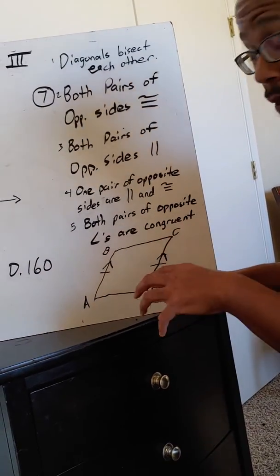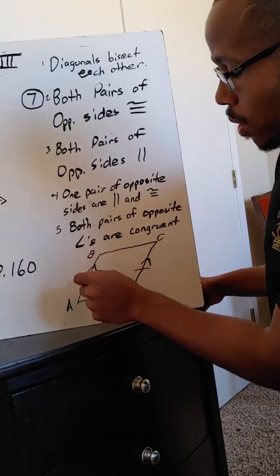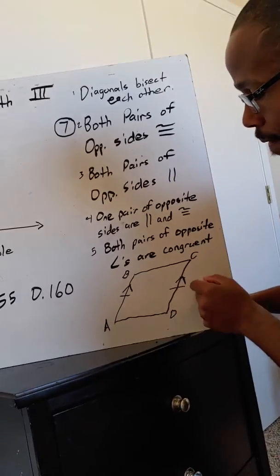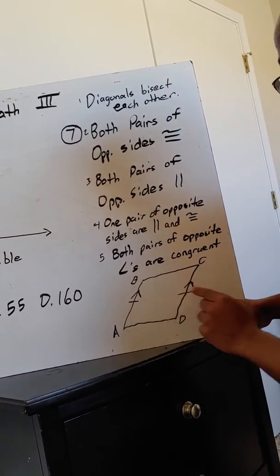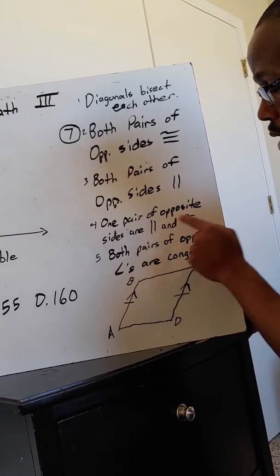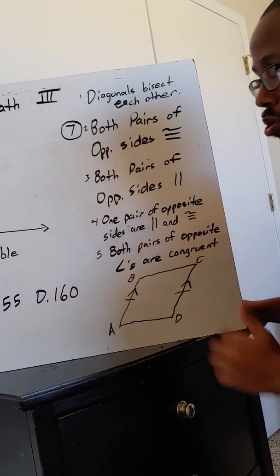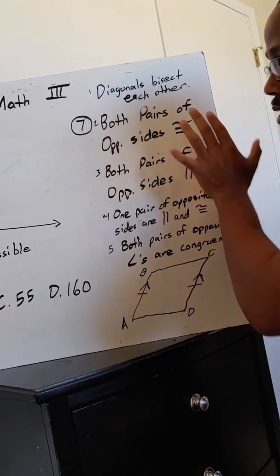If you look at the picture in number 7, it looks like this. And then they tell you that AB is parallel to CD. And then they also tell you that AB is congruent to CD. So once you mark the grid, you'll notice that you have one set of opposite sides that are both parallel and congruent, meeting the description for number 4. Of course, these are not in the same order in every set of notes, but these are your 5 rules.